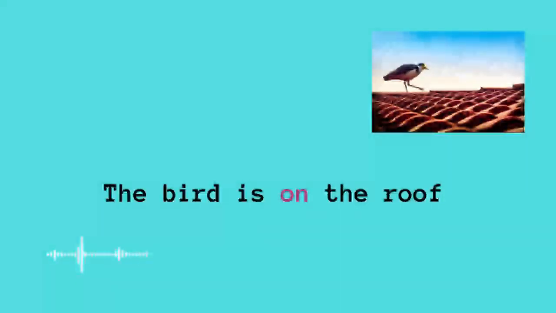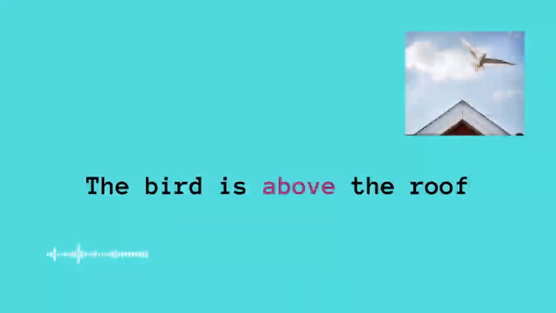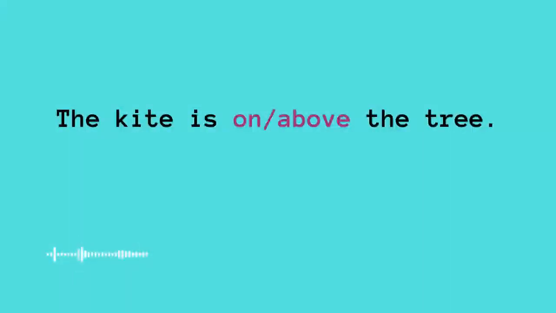But how about above? Is the bird touching the roof? No, it is not touching. The bird is located higher than the roof, so in this case we use above. Alright, now let's have a look at another example. The kite is on or above the tree. What is the difference between the two?